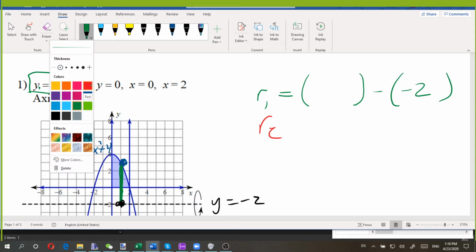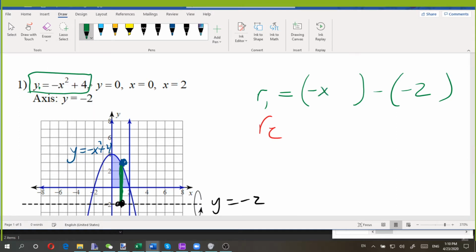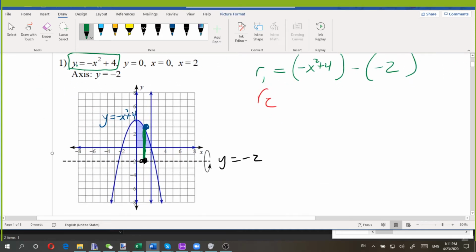Right. I guess just right here in green: -x squared plus 4 minus negative 2. So that's my y value here in blue minus my y value here in black. That gives us the distance between them, which is R1. Again, that distance is going to change based on whatever our x value is. So here at the start, that distance is 6. And then we're going to keep creating more and more of these cross sections until we get to the end, where that distance will be 2.